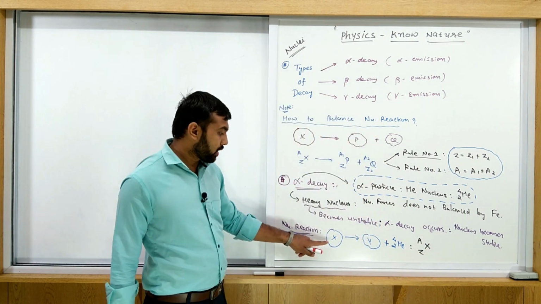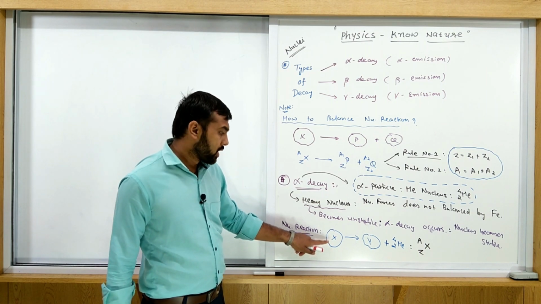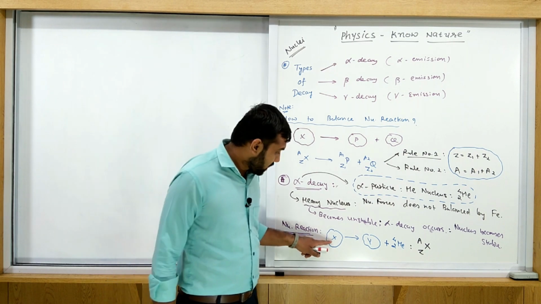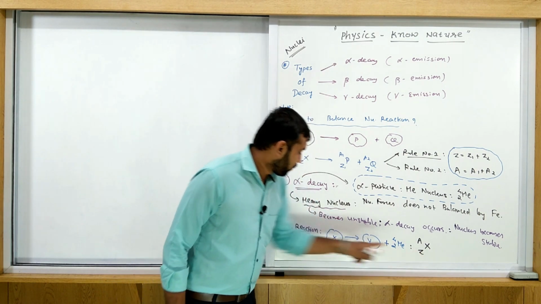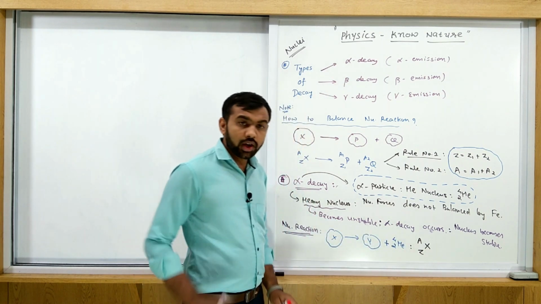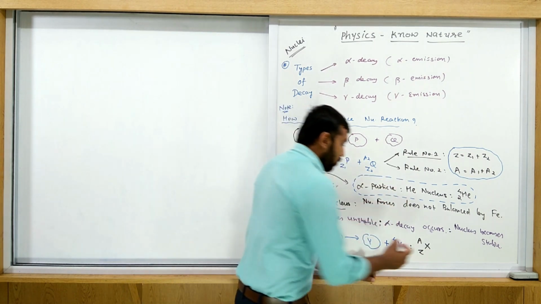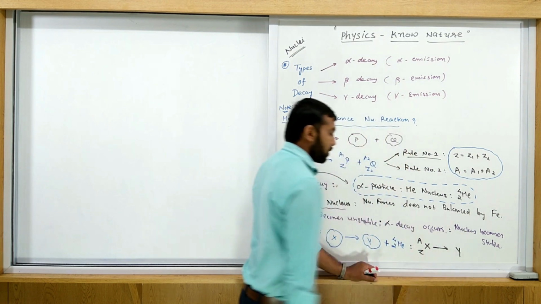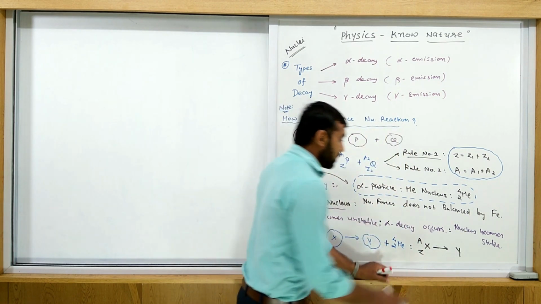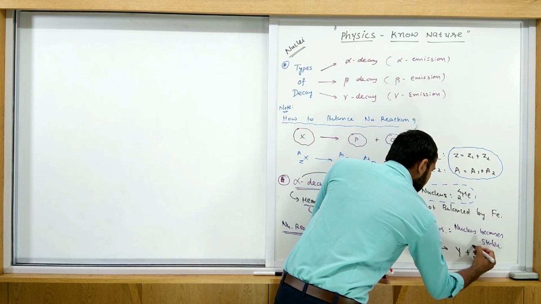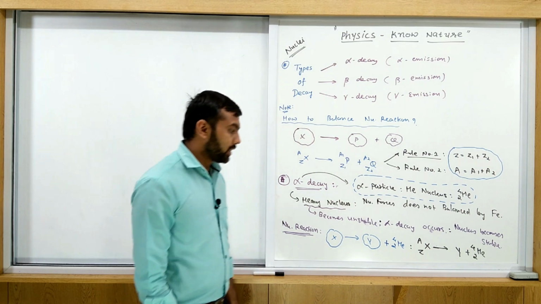Let's consider the atomic number of element X is Z, and the atomic mass of this element X is A. So we write Z, X, atomic mass A. Now it is converted into Y, and in this process a helium nucleus, which means an alpha particle, is released.